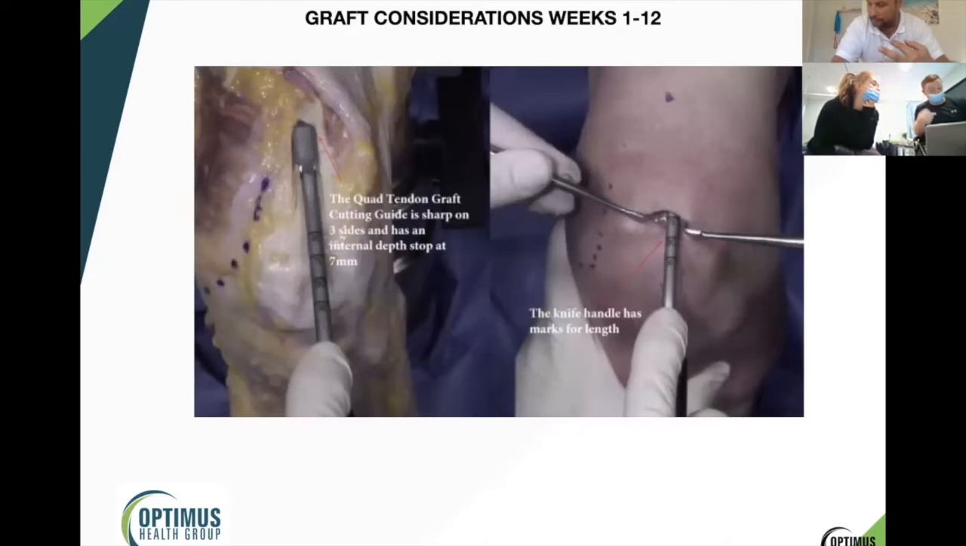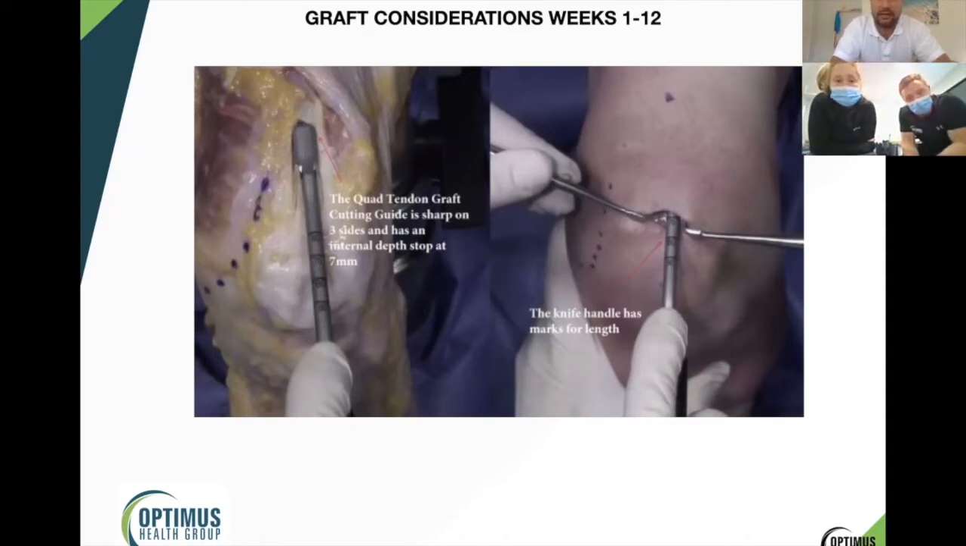So a lot of the time when people are speaking about ACL reconstructions, most of the media focus, especially from social media influencers, is on stress on the graft. We haven't even touched the graft yet, have we? No. Yeah. So there's so much more at play, especially in the first 12 weeks.